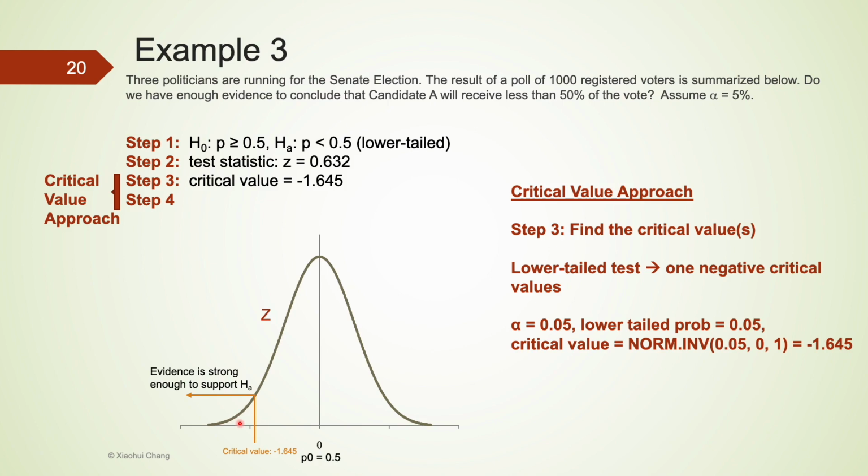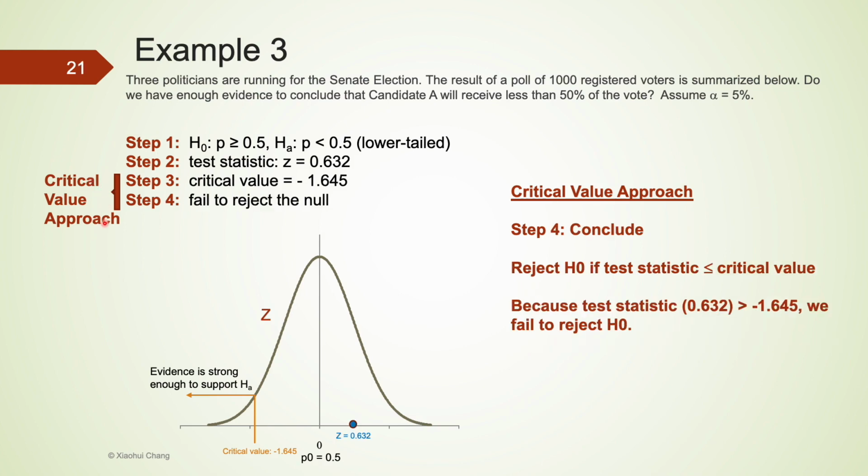Using this lower-tailed probability of 5%, we can use the NORM.INV function to find it. The NORM.INV function takes 3 arguments. The first one is the lower-tailed probability, which is 5%. The second one is the mean. This is a z-curve, as you probably remember. For proportion problems, it is always a z-curve. We put a 0 here and a 1 as the standard deviation. We were able to find the critical value is negative 1.645. I also label it here.